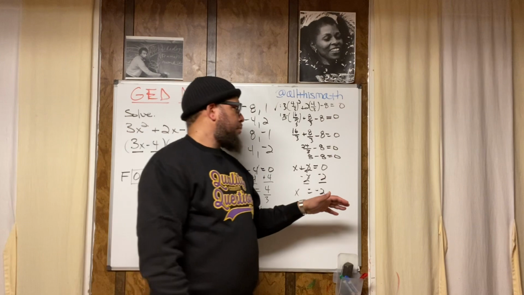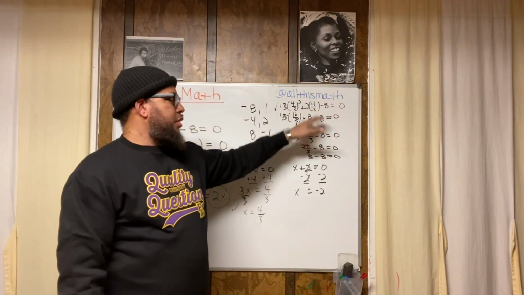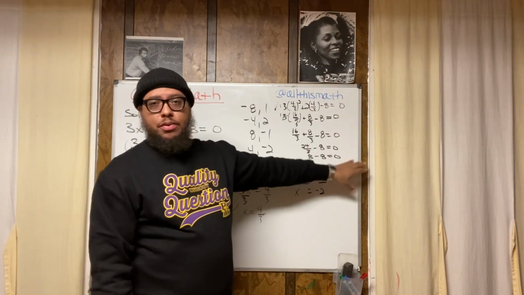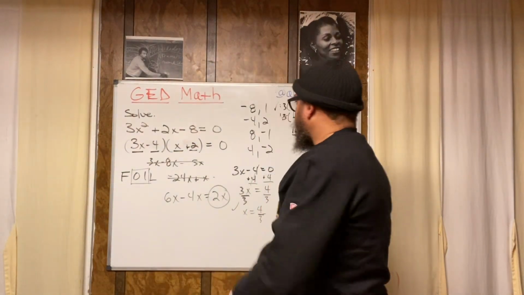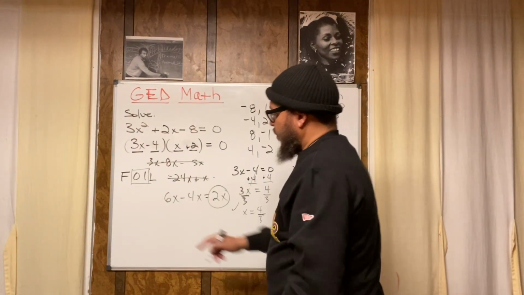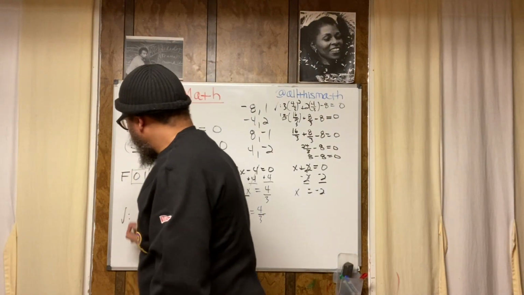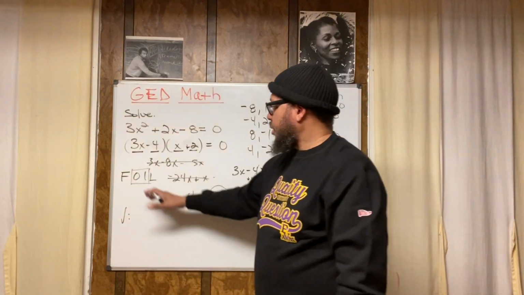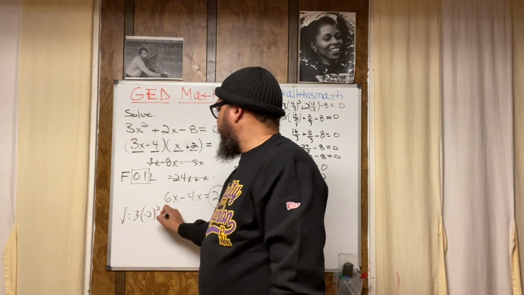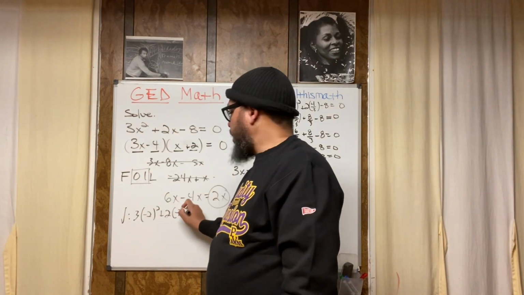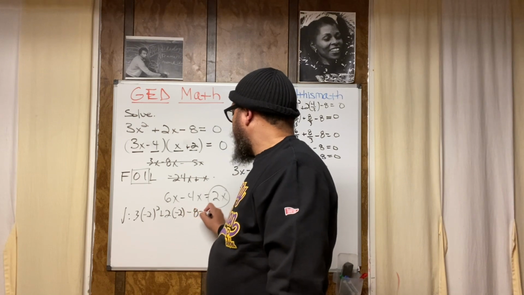All right? So we did all of that, and we proved that the left side is equal to 0. So that means it's a true statement. So that means our answer is good. Now let's check negative 2. I'm going to do it down here. So negative 2, I got 3 times negative 2 squared plus 2 times negative 2 minus 8 equals 0.